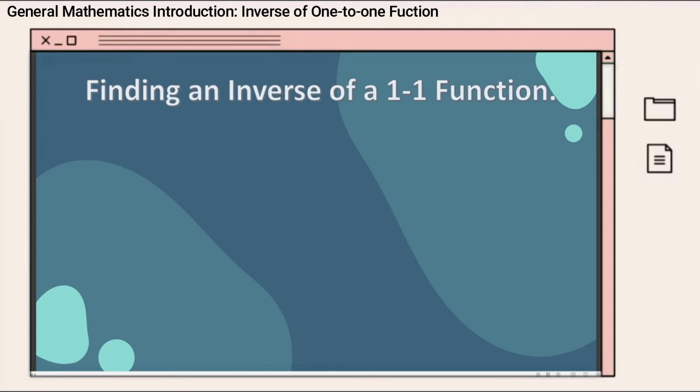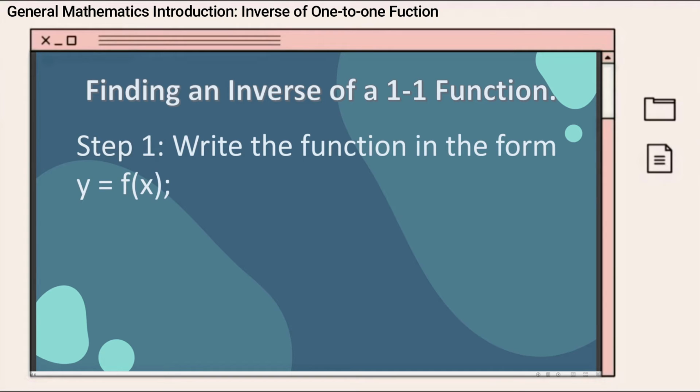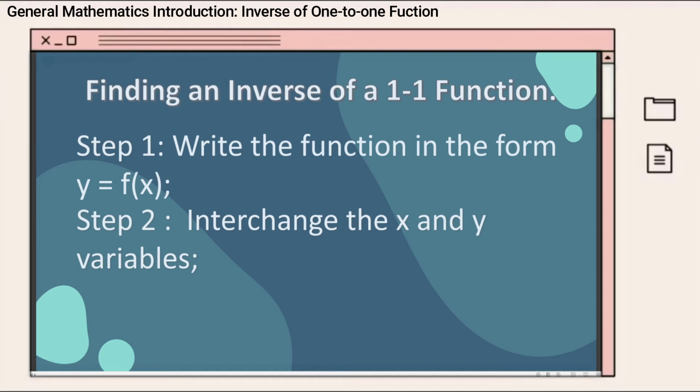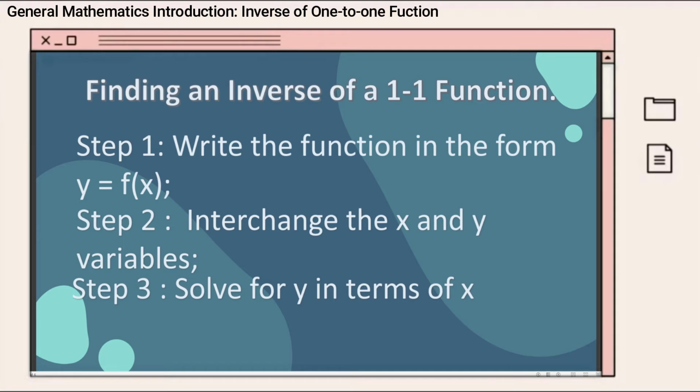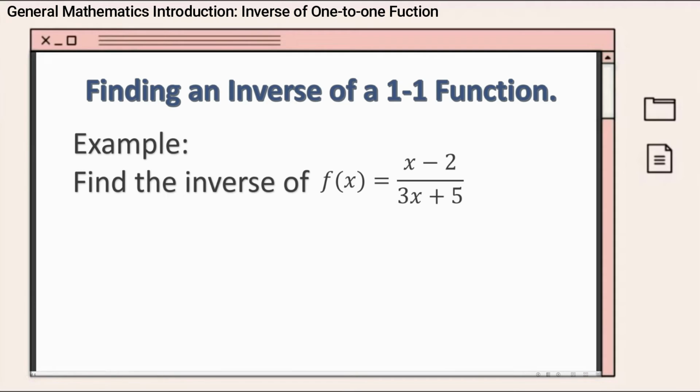Finding an inverse of a one-to-one function. The first step is write the function in the form of y is equal to f of x. The second step is we interchange the x and y variables. Then the last step is we solve for y in terms of x.